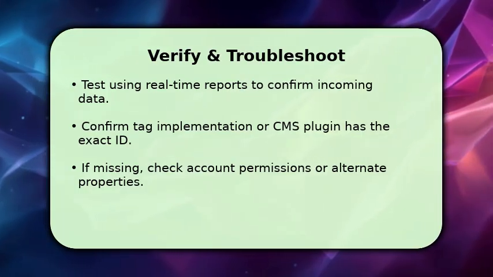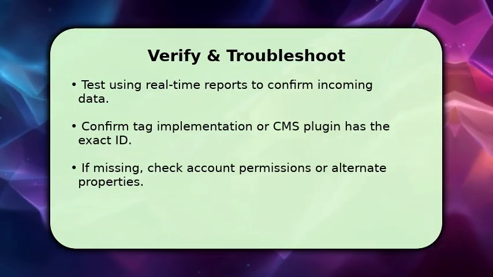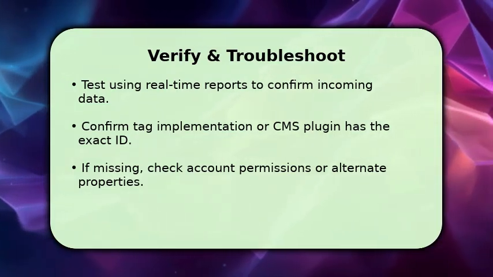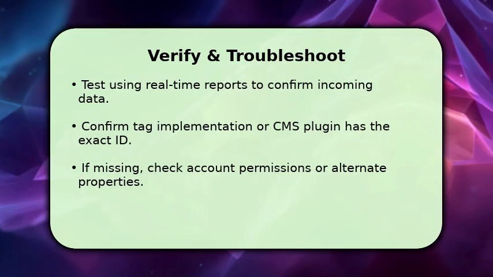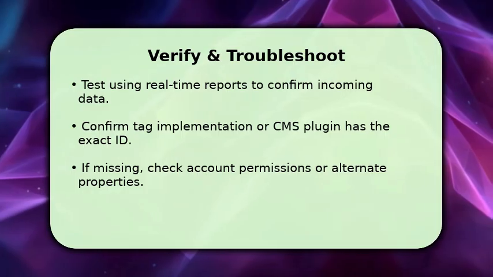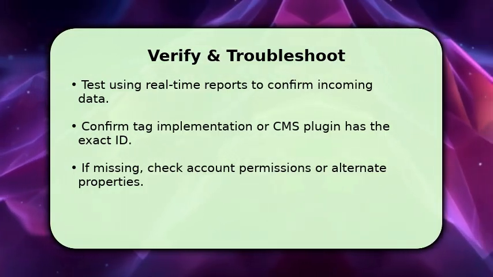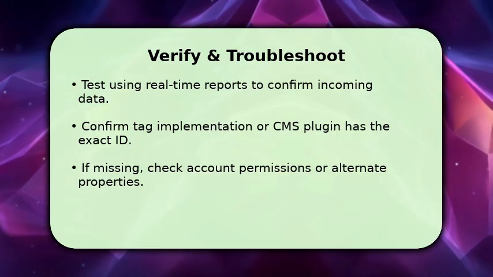real-time reports to confirm hits show up. If you don't see data, double-check the exact ID string and ensure there are no extra characters. Mismatches are common. Also confirm your account still has necessary permissions and that you selected the correct property and stream. If problems persist, try a different browser or clear cache, and then recheck the admin data.